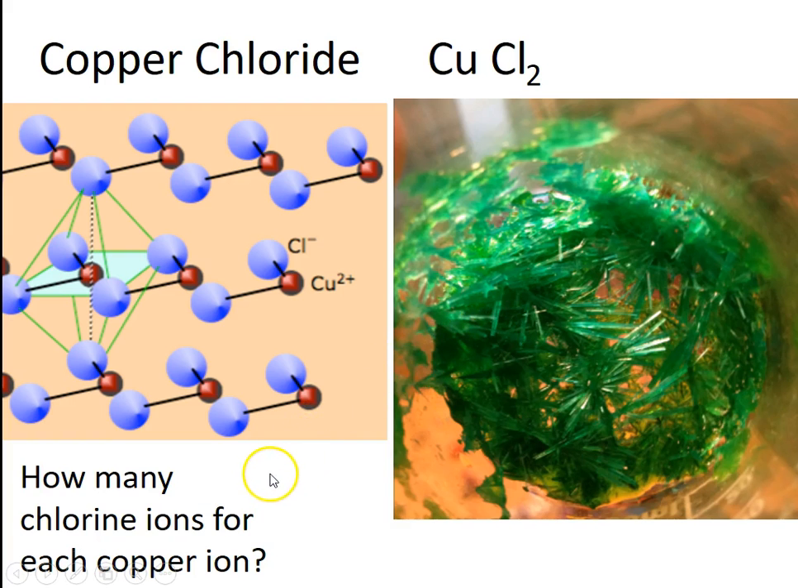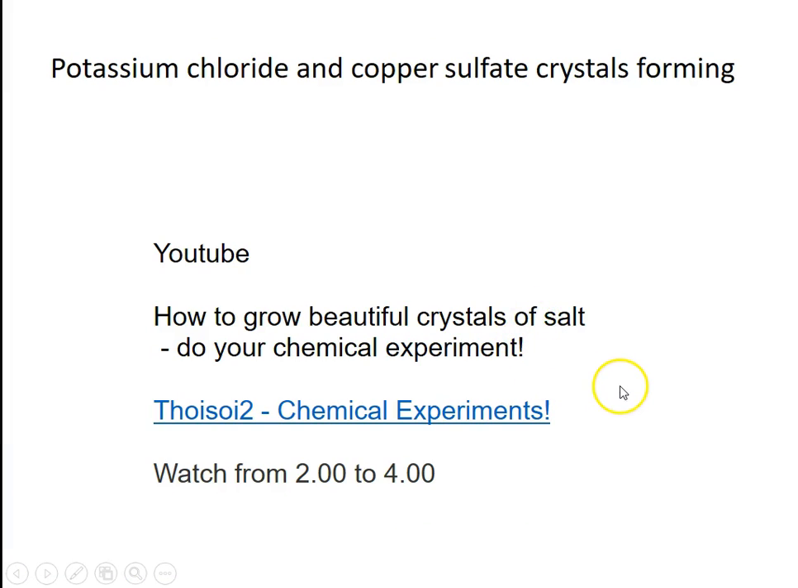For this one, how many chlorine ions for every copper ion? So you can see a copper ion here, and there's two chlorine ions. One copper, two chlorine. One copper, two chlorine. So the formula represents this. The little 2 means that there's 2. They're unusual crystals. So if you pause this, you can have a look at this video on YouTube about growing crystals.